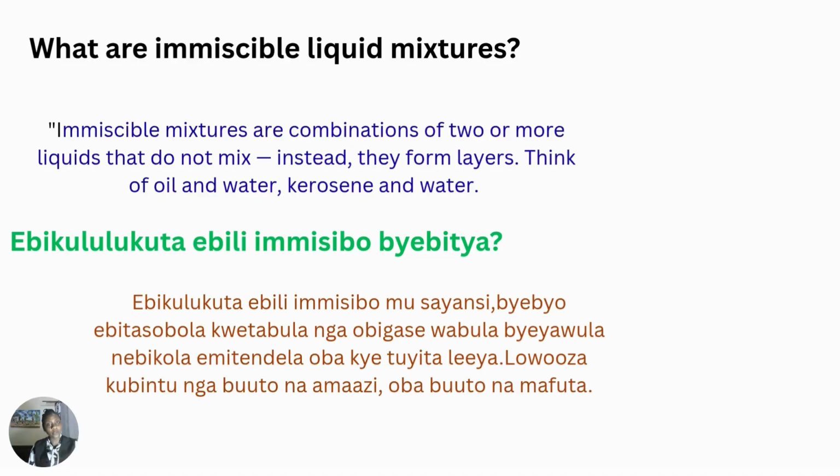So immiscible liquids are liquids that combine and form two or more layers, and they don't mix up. They don't mix up to give you a uniform solution. Instead, they are going to give you layers. Think of things like oil and water, cooking oil and water. Think of things like kerosene and water.